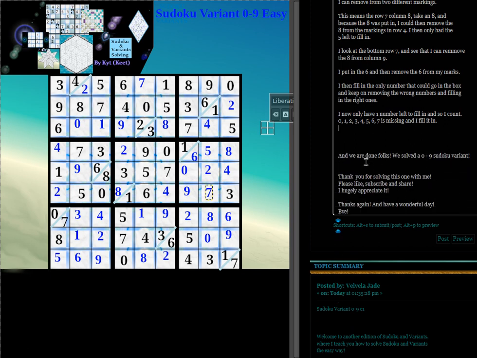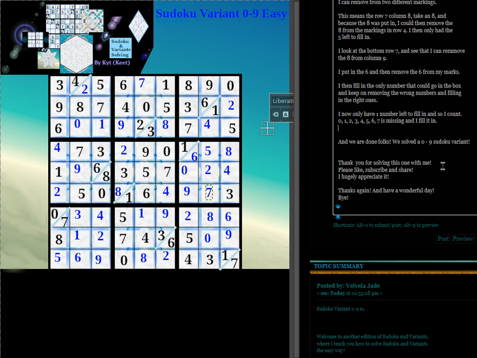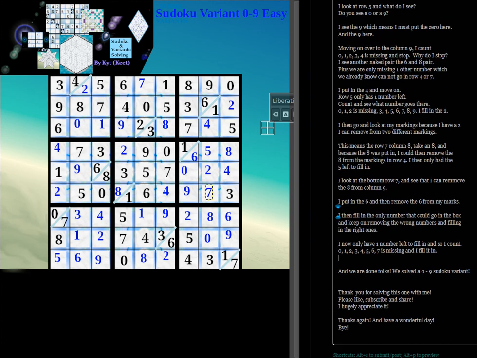And we are done, folks. We solved a 0 to 9 Sudoku variant. Thank you for solving this one with me. See if we can get that down.